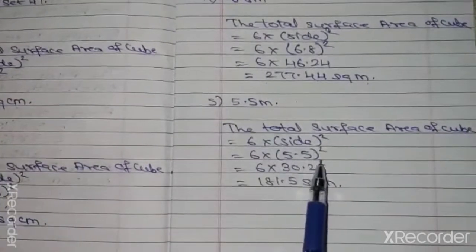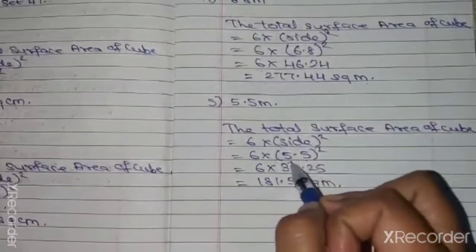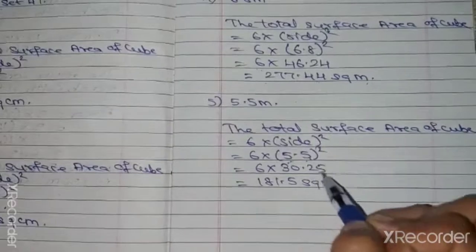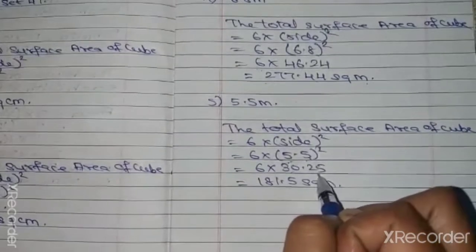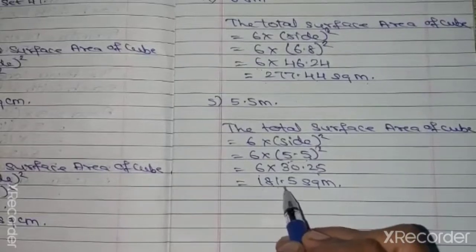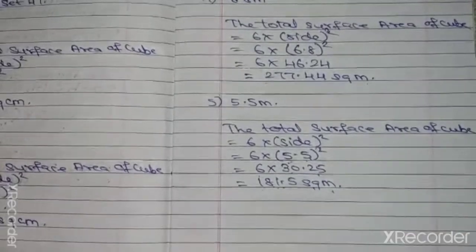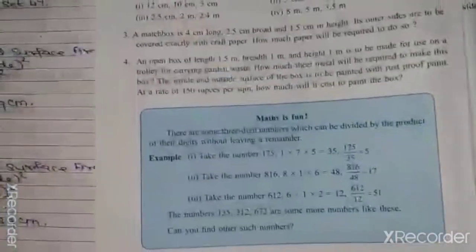5.5. So 6 multiplied by 5.5 squared. Multiply 5.5 by 5.5 and that will give you 30.25. Multiply it with 6, so 181.5 square meter.